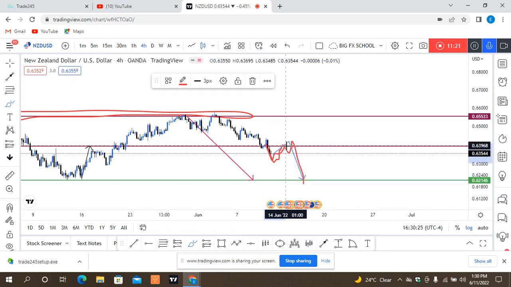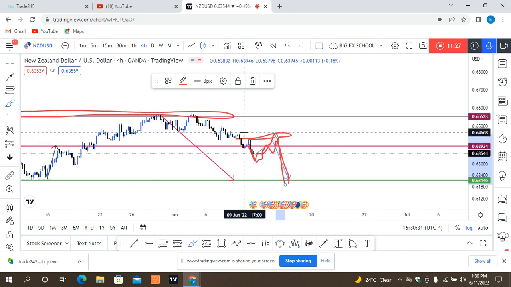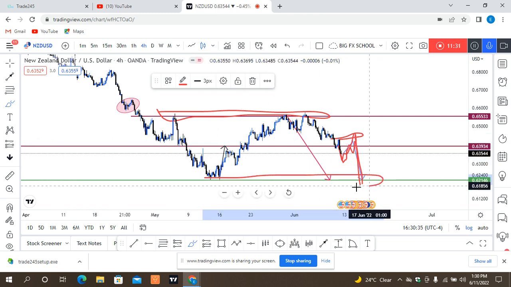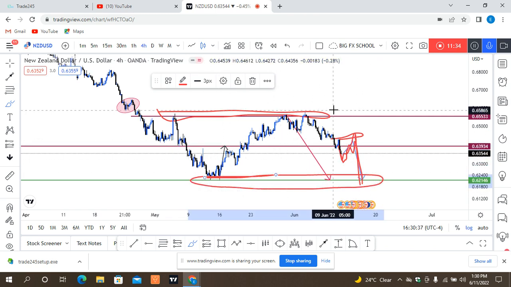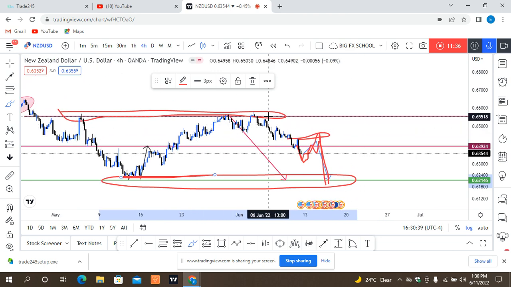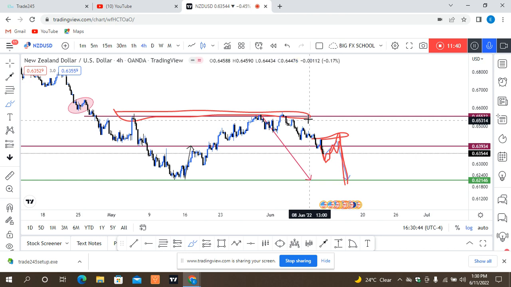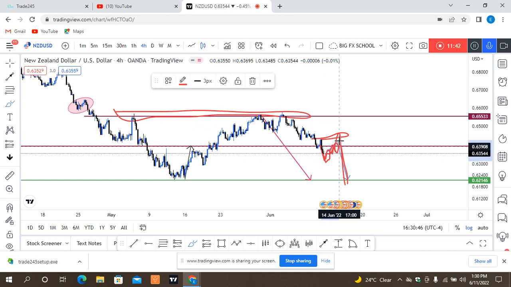So we can wait for the market to correct to this level before taking another short, until we touch what? This zone. So if you are in, you can hold your trade, but if you are not in, you can wait for this correction, then enter your trade to the downside. Okay.